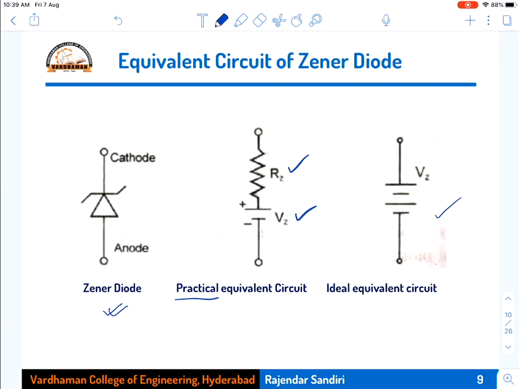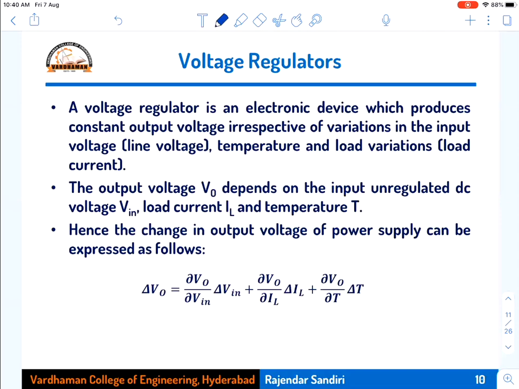Vz, Zener voltage. In practice, it will have a constant voltage along with its internal resistance, which is very, very small, of the order of a few tens of ohms. So this is the practical equivalent circuit, and this is the ideal equivalent circuit. The diode behaves like simply a constant DC voltage source, which is Vz, which does not change. Practically, it will have some internal resistance also, represented by Rz. That is the behavior of the Zener diode. The polarities are minus and plus like this, and the resistance is added in series to that. Now that is all about the Zener diode.